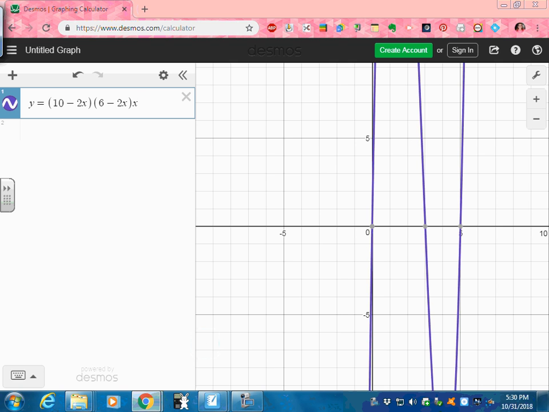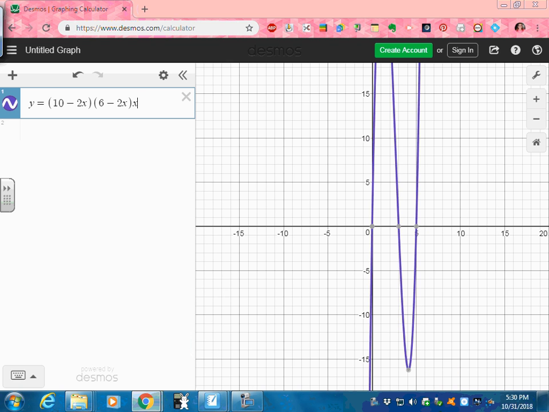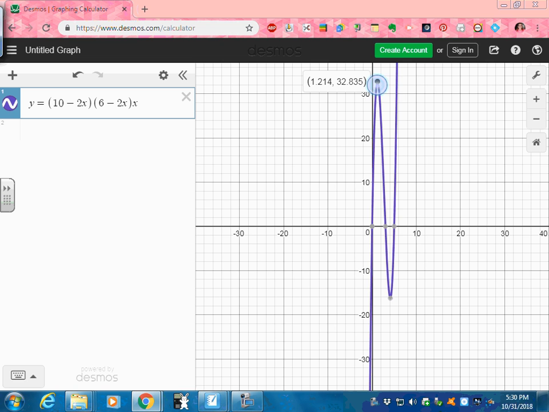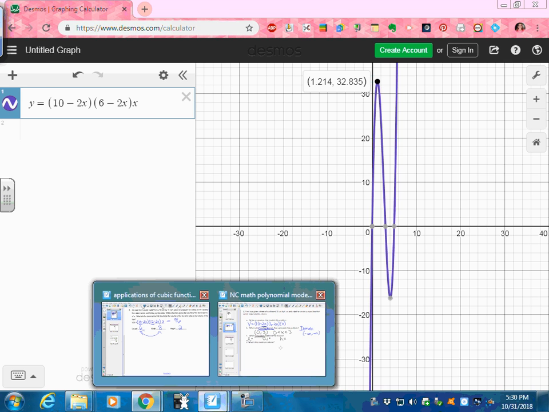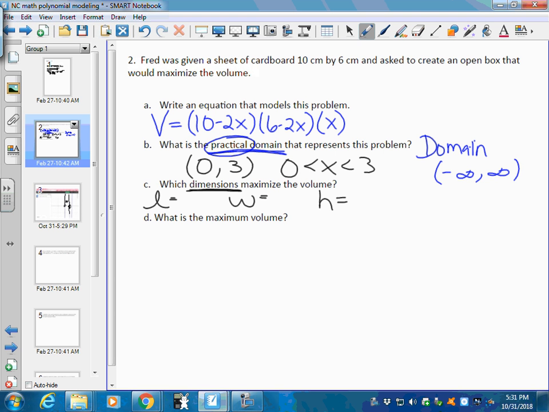All right, so now let's zoom out and get to the top. And it was real easy this time. So I'm at 32.8 at 1.2. So let me go back to my notebook. So my max is 32.8 and my x is 1.2.